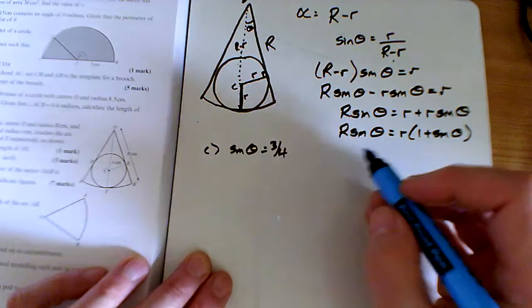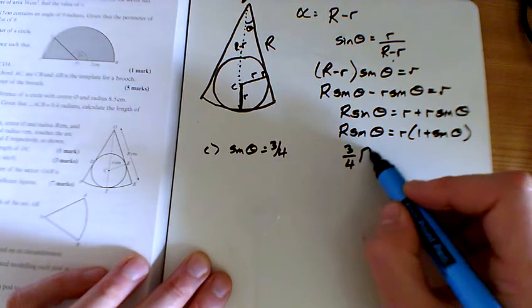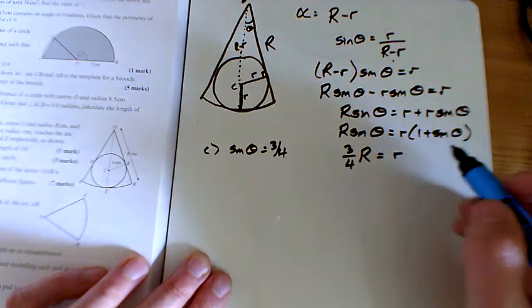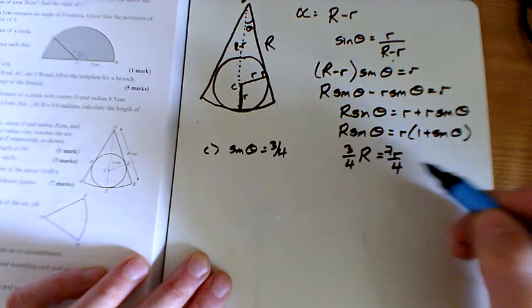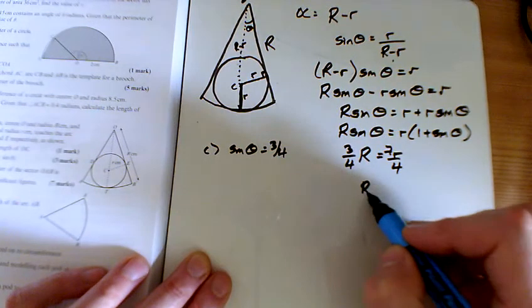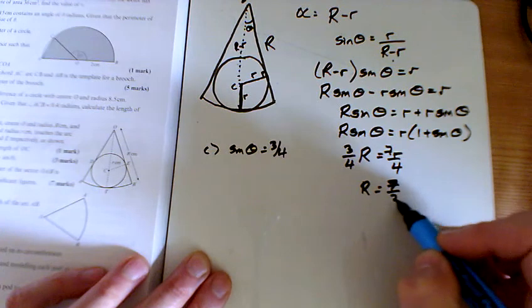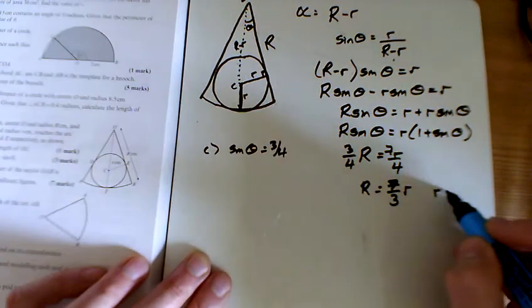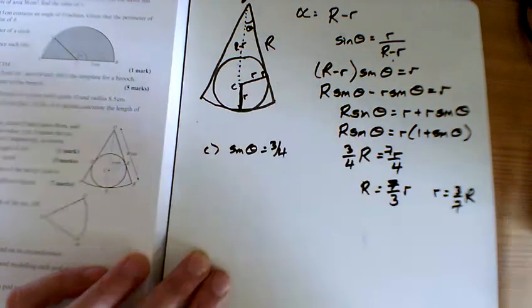Now in part C, we've been told that sine theta equals 3/4. So let's put sine theta equals 3/4 into this, shall we? So I've got 3/4 R equals r times 1 plus 3/4, which would be 7/4. And so that tells me that R is 7 over 3 little r. Or the other way around, I suppose, little r is 3/7 of big R.